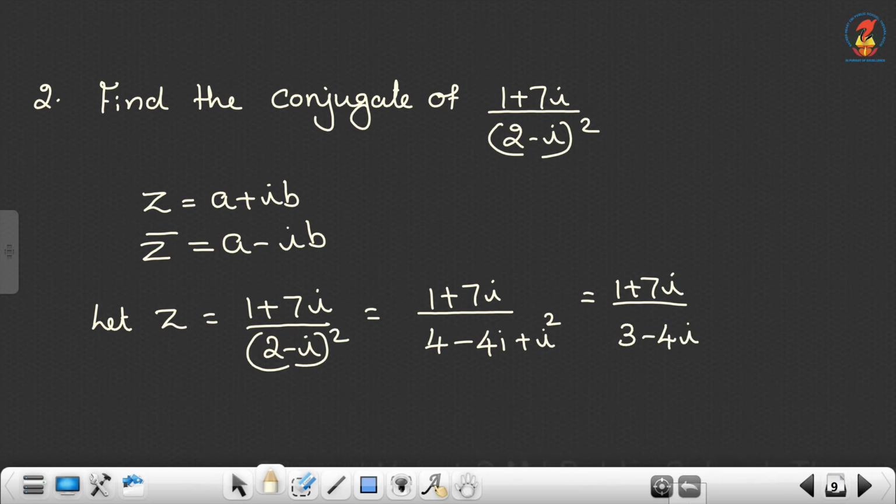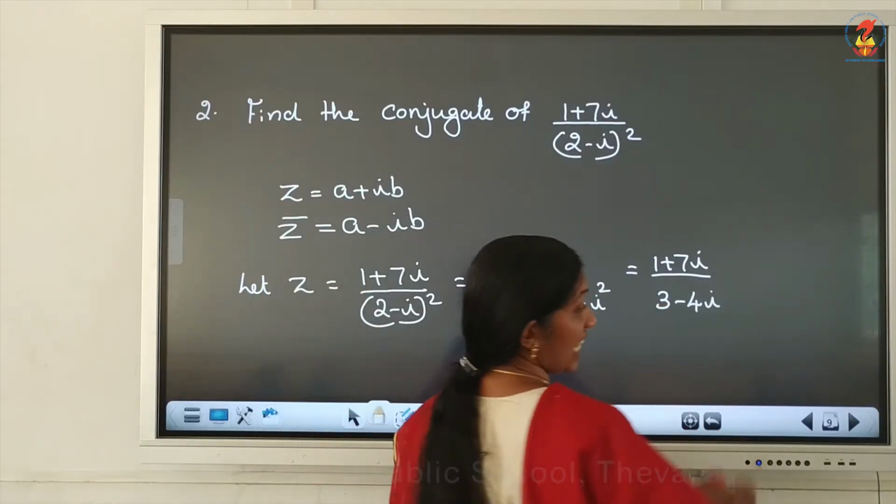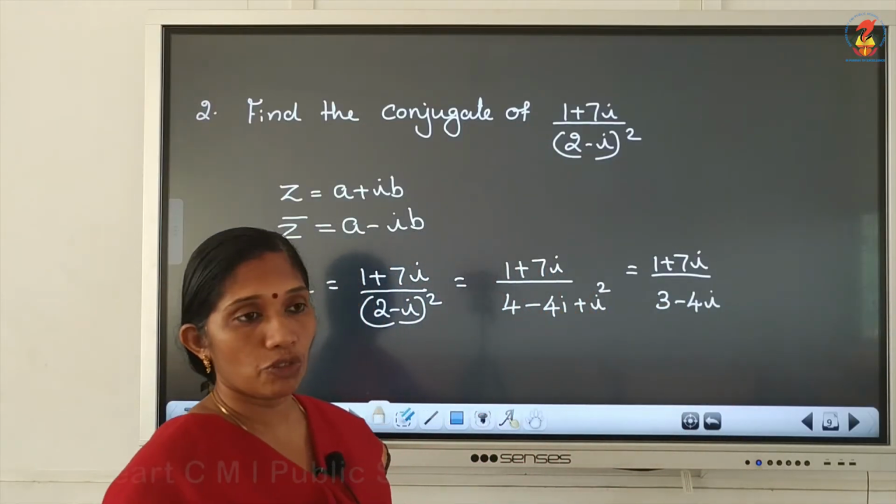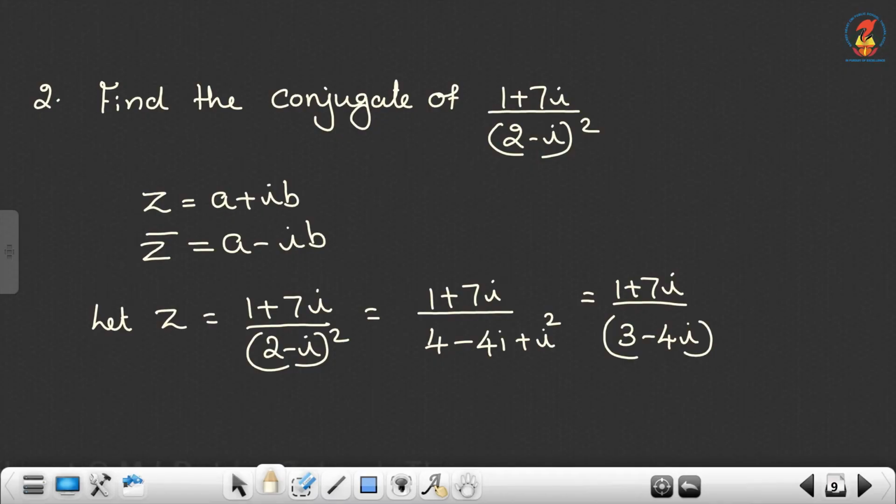Again it is not in the form a + ib. The denominator is an imaginary number, so we have to rationalize. Rationalize means multiply by the conjugate. What is the conjugate of the denominator 3 - 4i? It is 3 + 4i. Multiply the numerator and denominator by it.